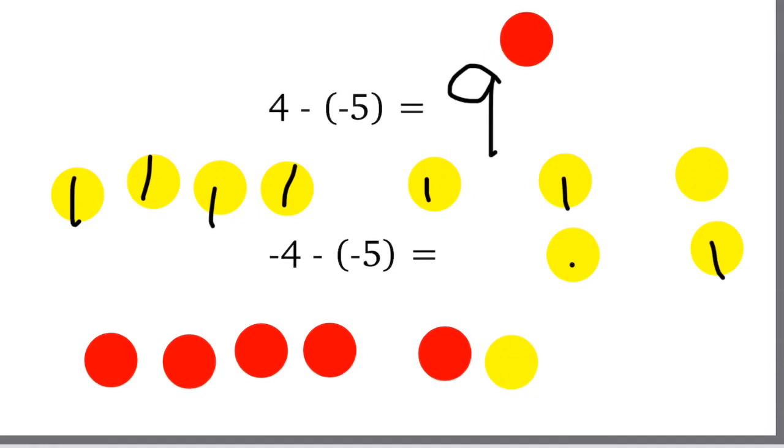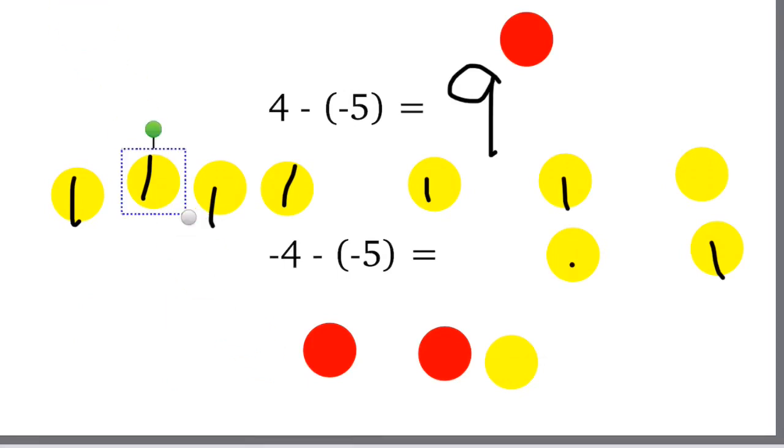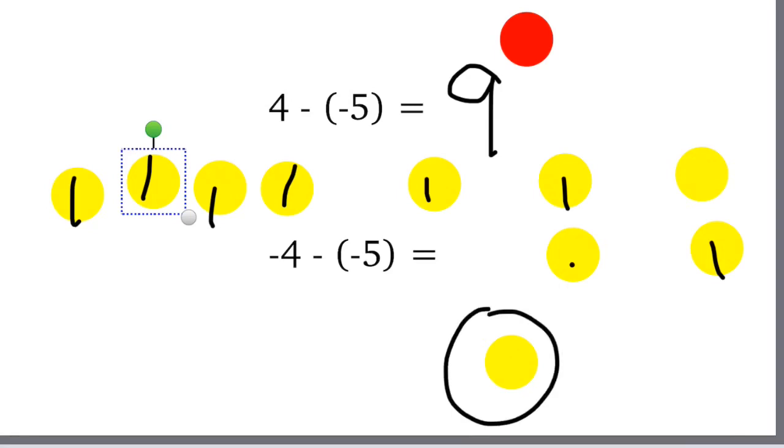So now I can take away 5 negatives. 1, 2, 3, 4, 5. What I'm left with is 1 positive. So my answer is +1.